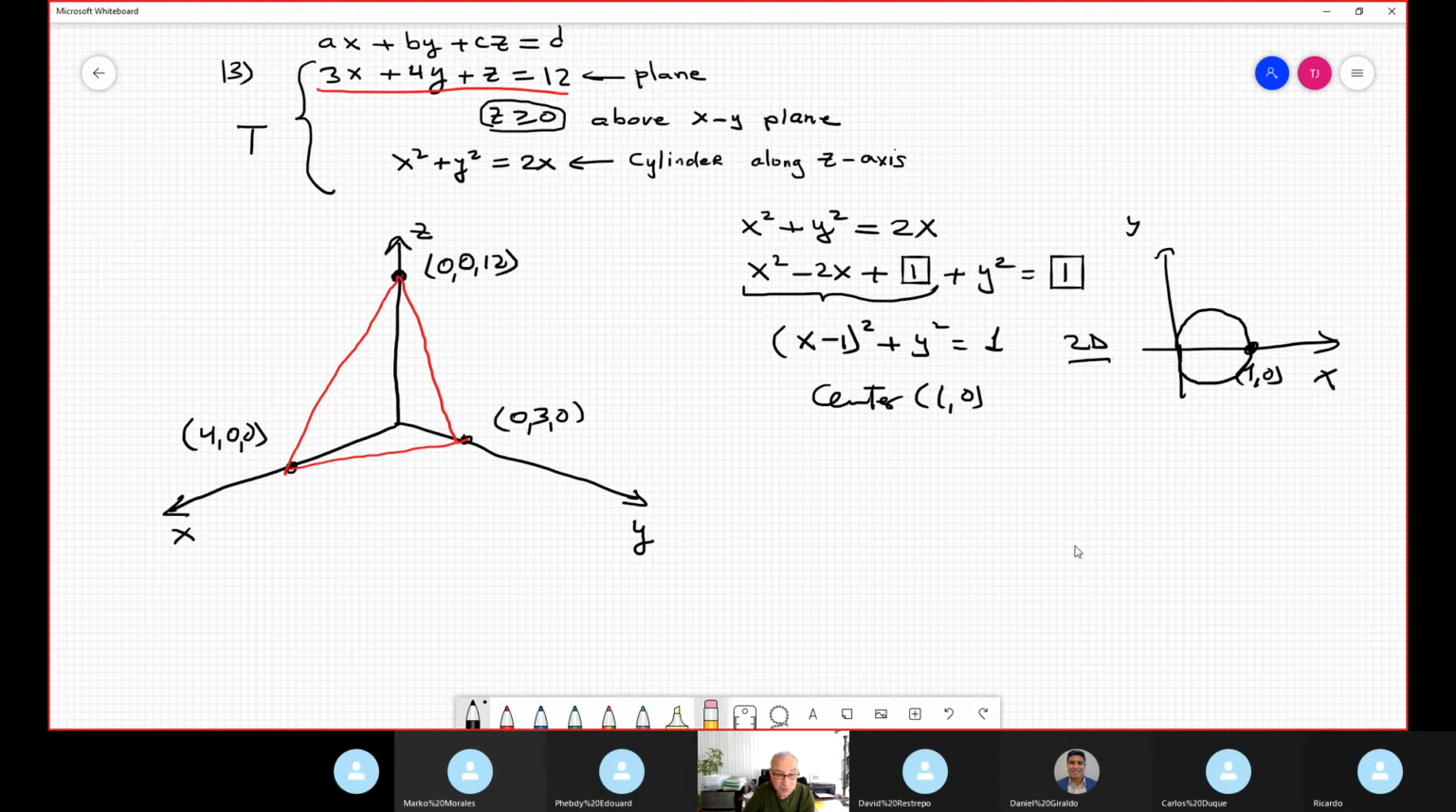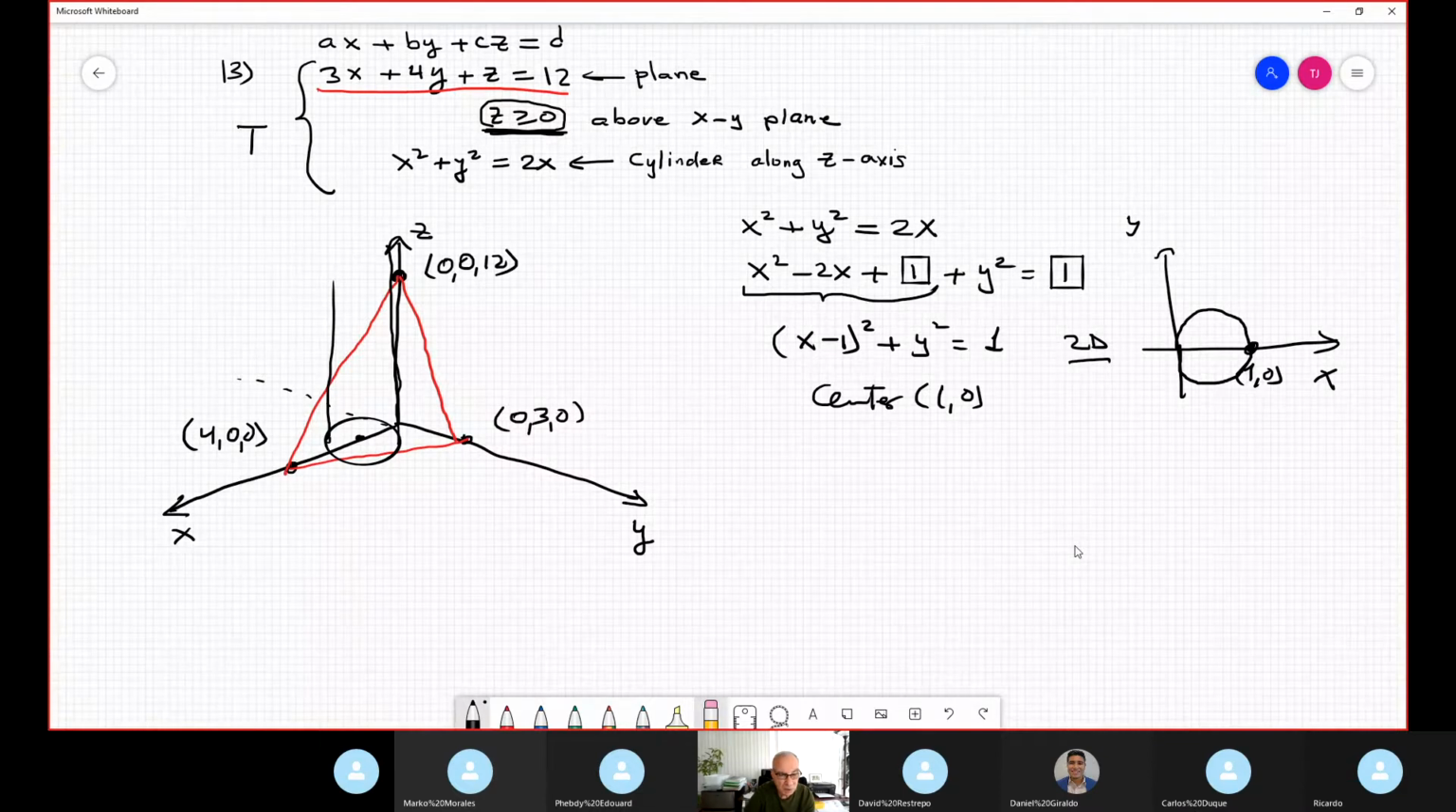So we have this famous point (1, 0). We have a circle, but actually this is a cylinder, important because the lower bound is z = 0.